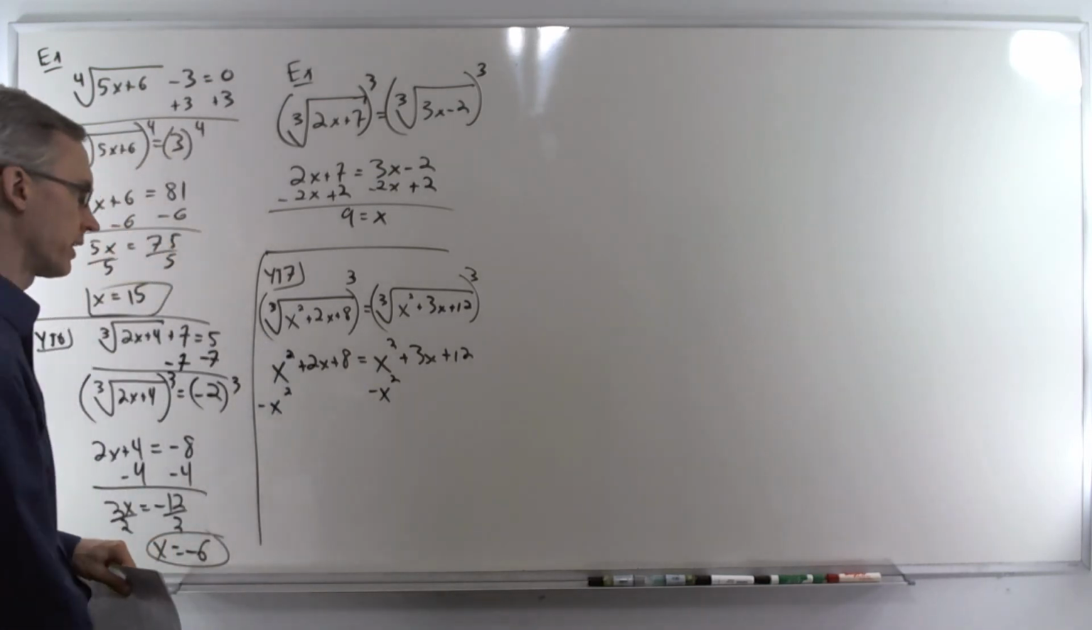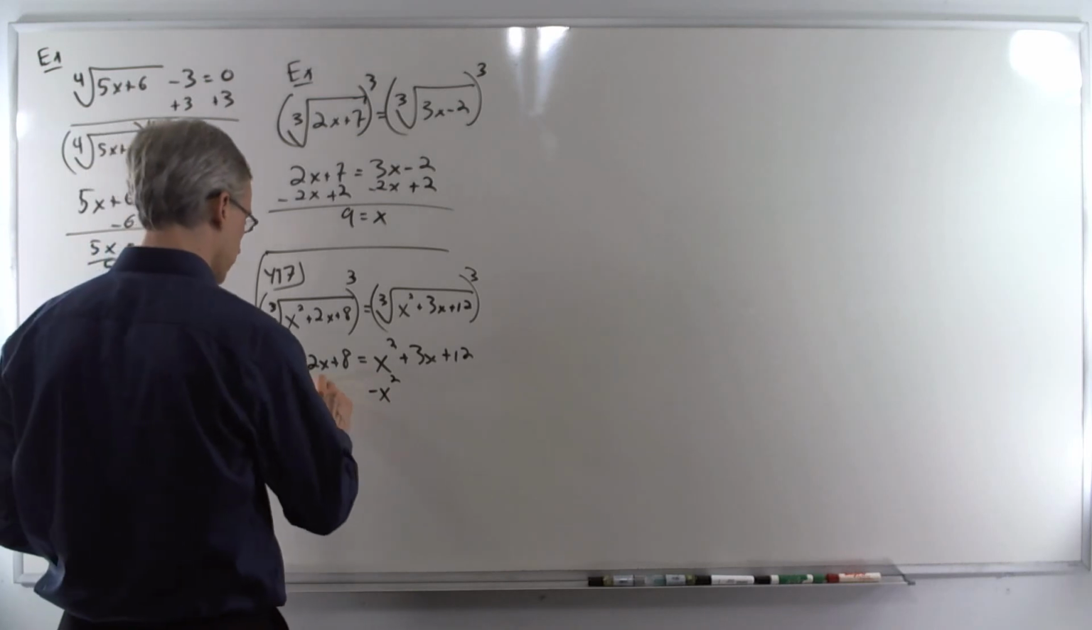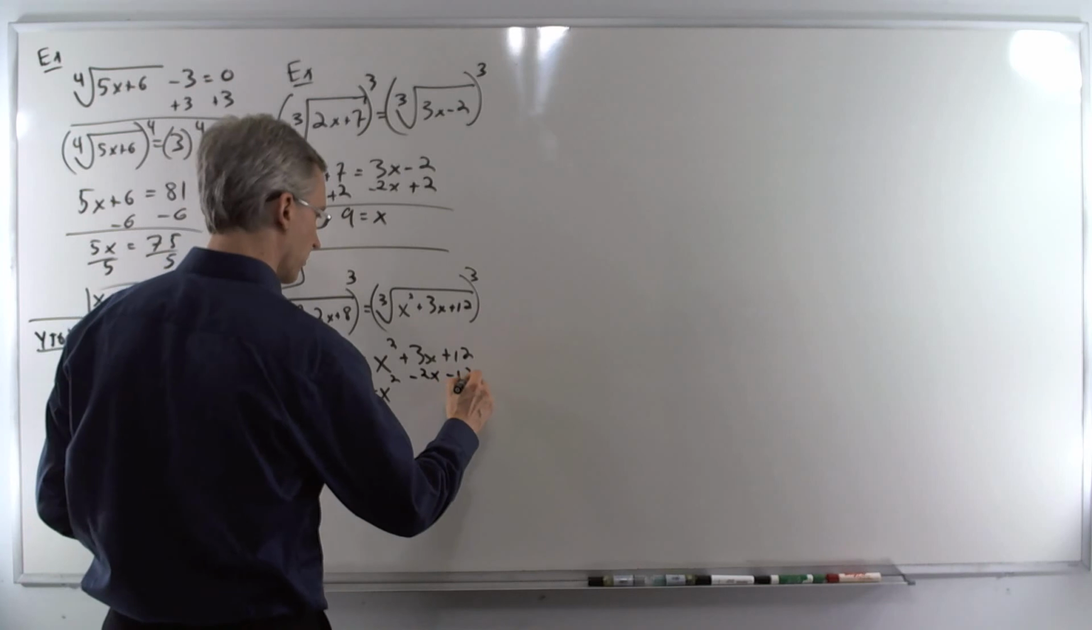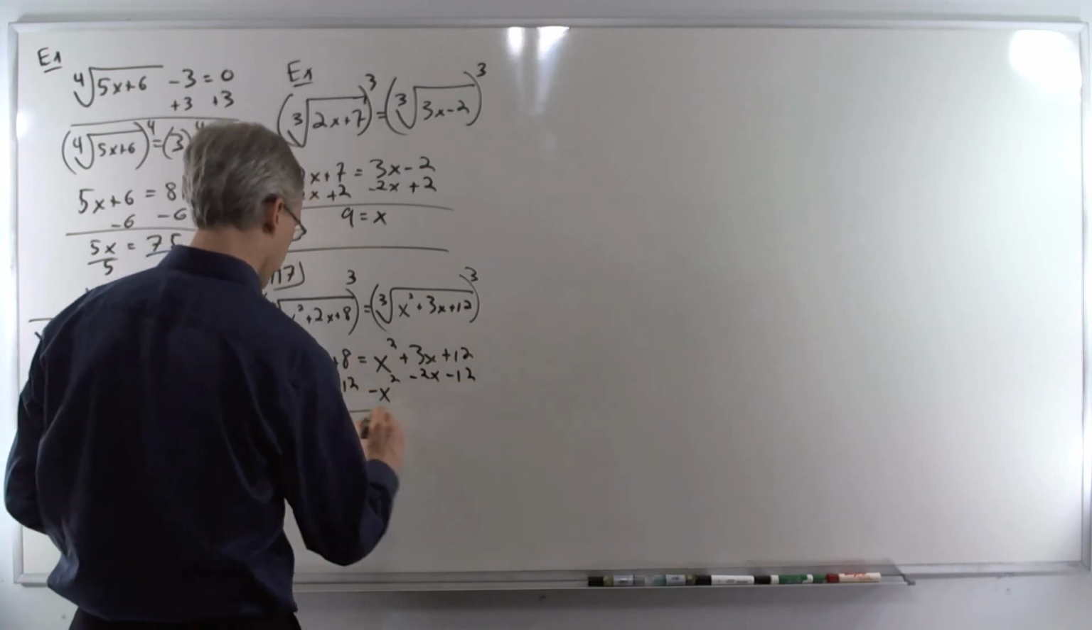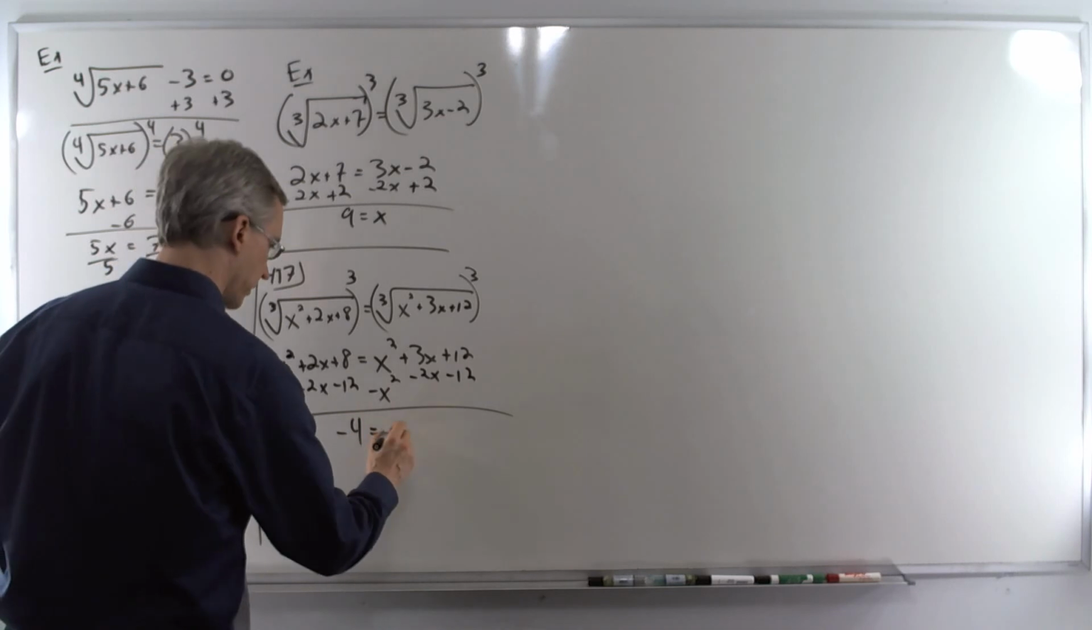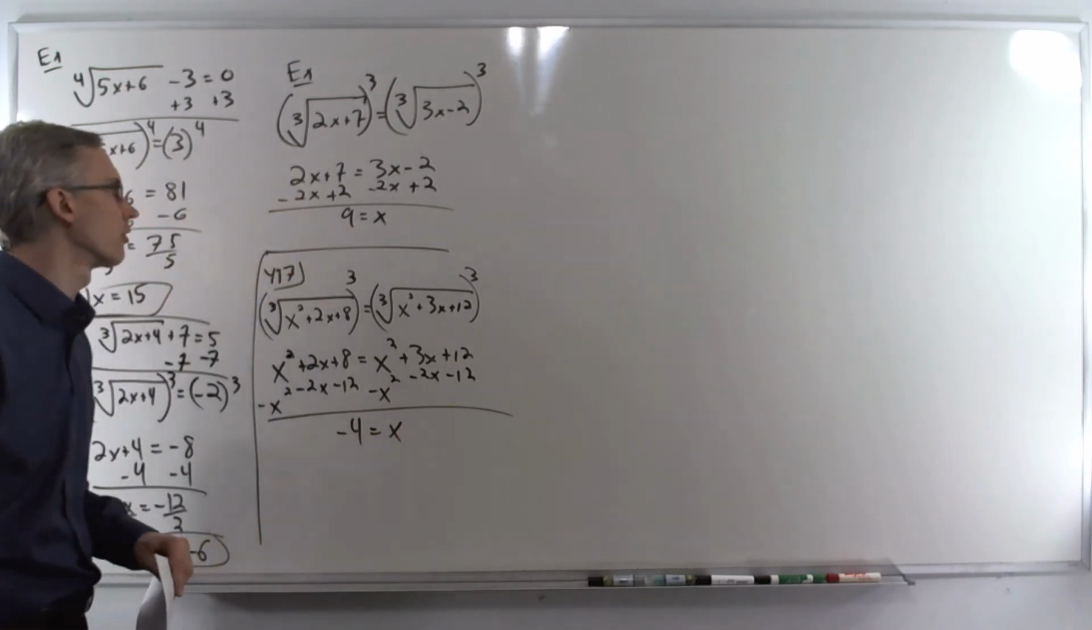And now we want to get all the x's to the right. So I'm going to subtract 2x here, 2x here. Get the numbers to the left, minus 12, minus 12. All right, 8 minus 12 is negative 4. Only thing left over here is an x. So x equals negative 4.